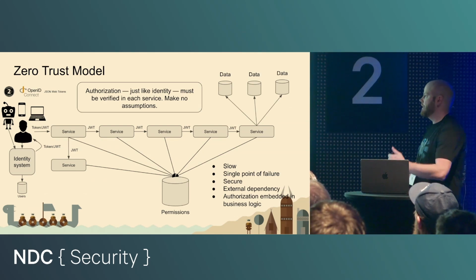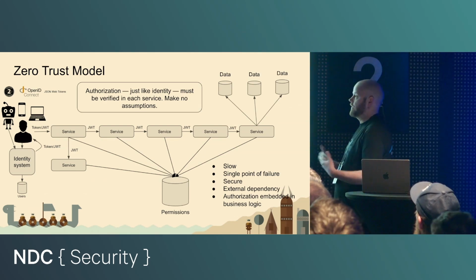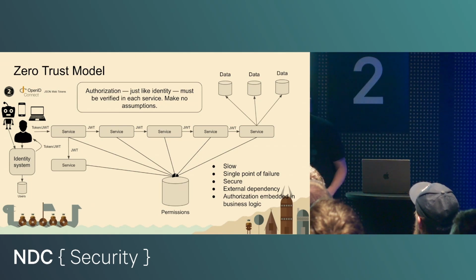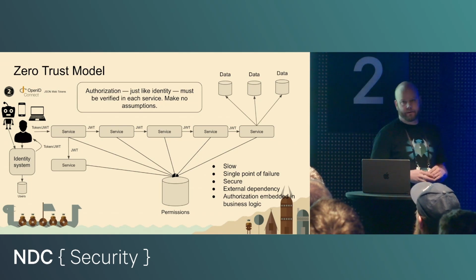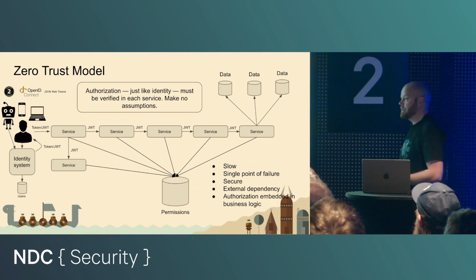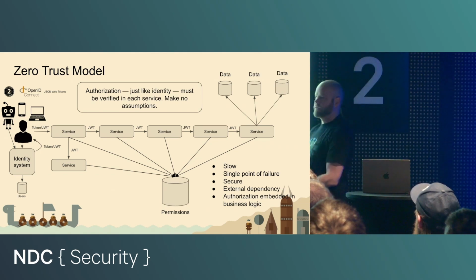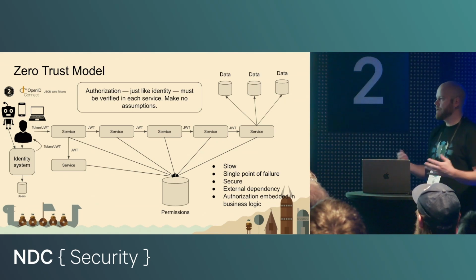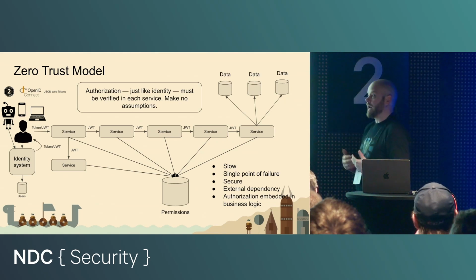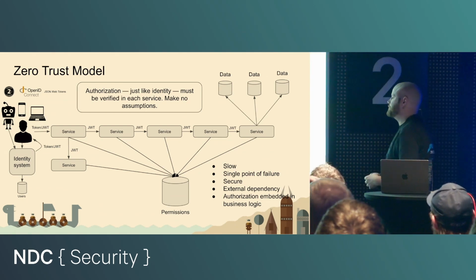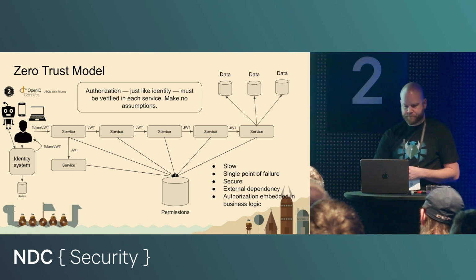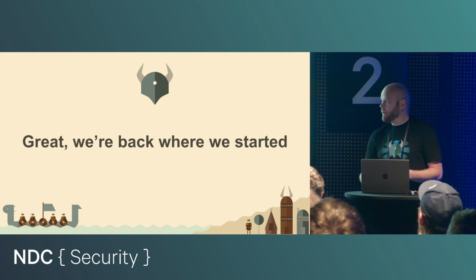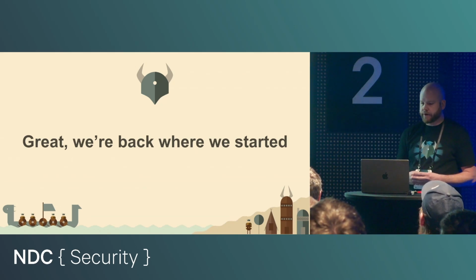So we can verify the identity of the user for sure. We have that in the JSON Web Token. But that doesn't tell us, it just says this is the user. This is the role. It's a developer. It's an admin. But it doesn't say what a developer is allowed to do or not. So again, we're pretty much back where we started.